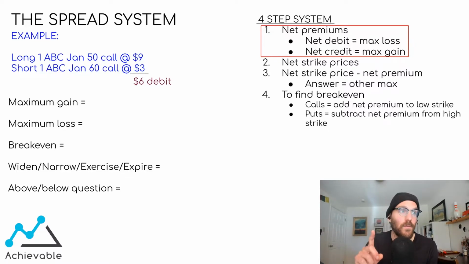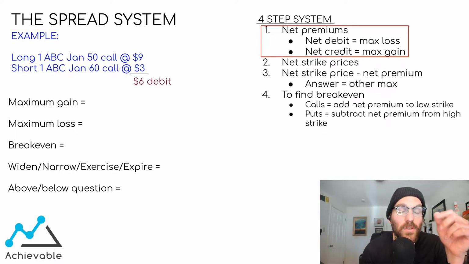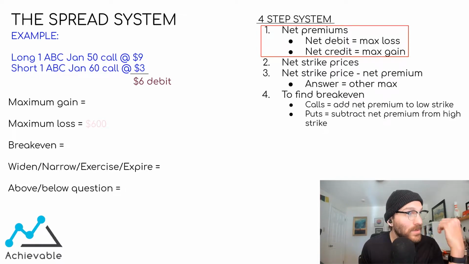If you're looking for maximum gain or maximum loss, you might answer that question with the very first step in the system. It might just be a 1-step process. Now, if the very first thing that you figure out is that you end up with a net debit, that is your maximum loss. And that's what we have. We have a $6 debit or a $600 debit overall. So this is our maximum loss, $600.